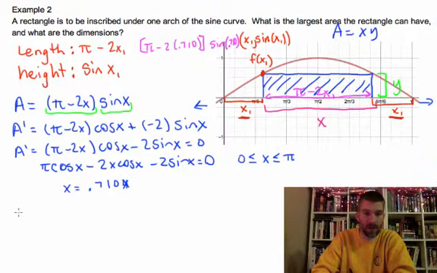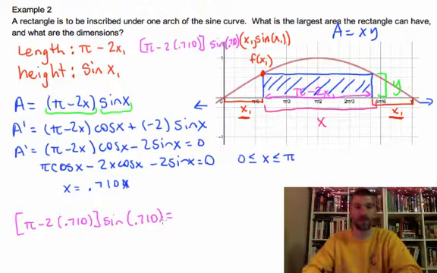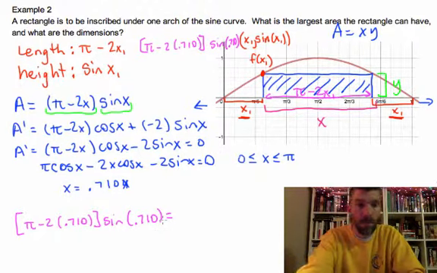So let's write it down here so a little bit bigger we can see it. We're going to have pi minus 2 times 0.710 times the sine of 0.710. So punch that into your calculators real quick and see what you get.